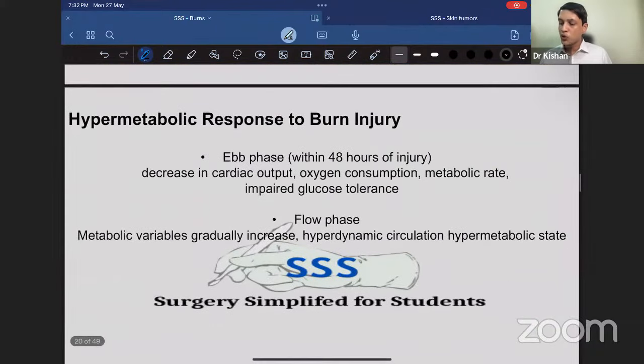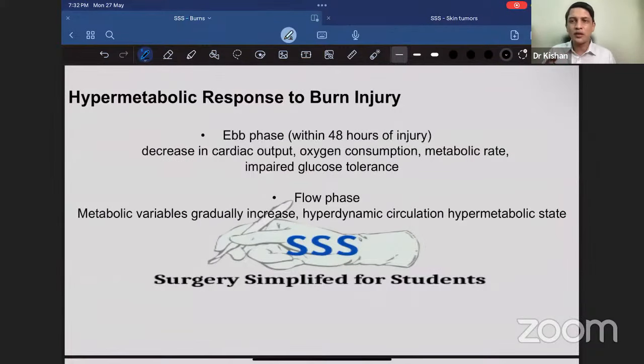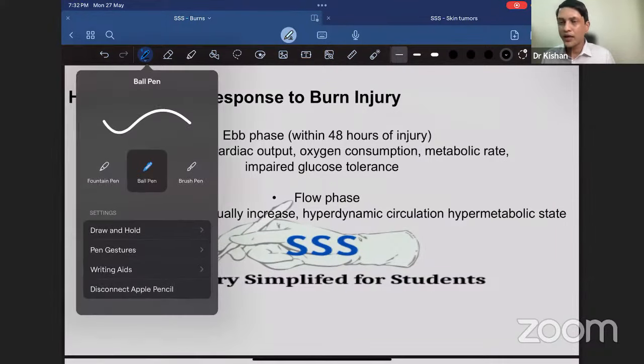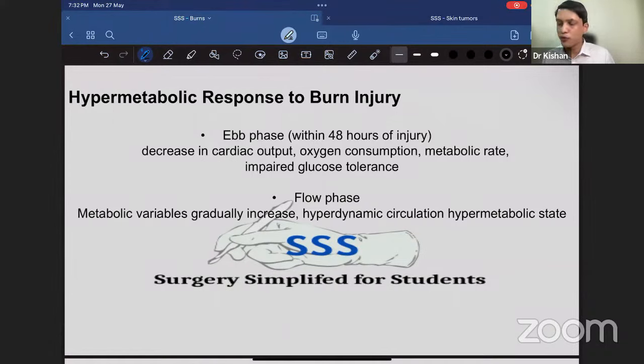Some important ones: they can particularly ask a question, what are the metabolic changes in a burn injury? So I have like any metabolic changes in any injury. Here also, it has two phases. Any response to metabolic injuries, we have two phases: the ebb phase and the flow phase. The ebb phase is the initial 1 to 2 days.